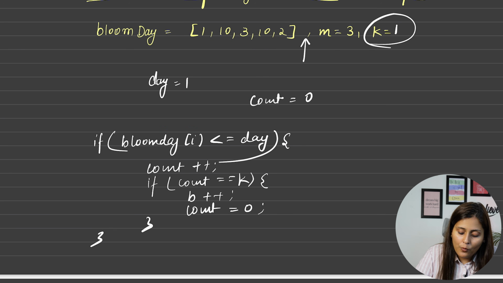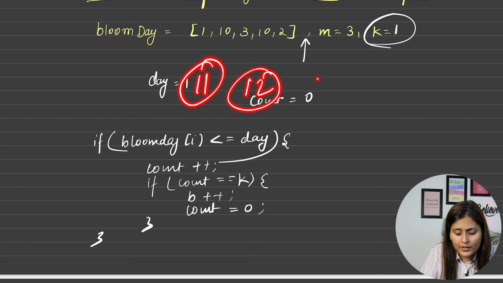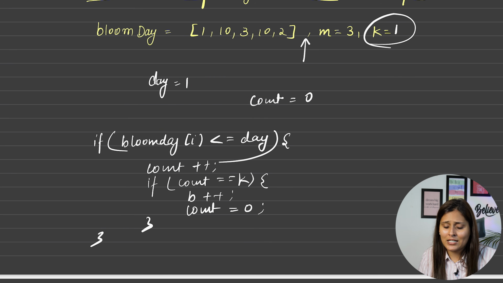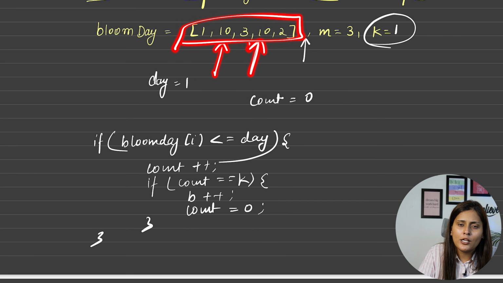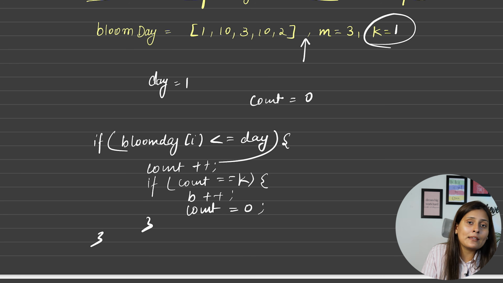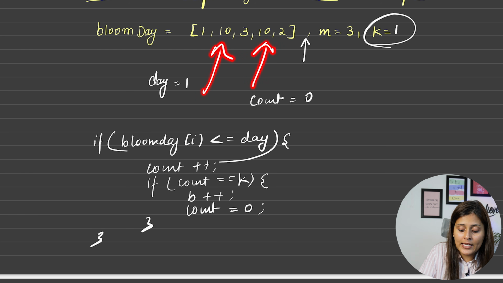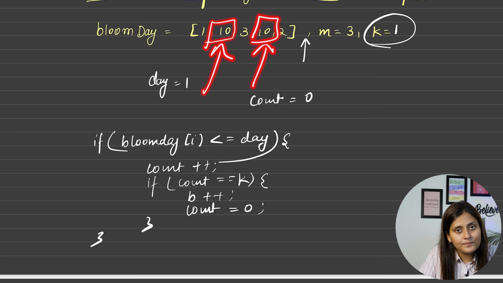Now, what is the maximum value here? 10. So do you think on the 11th day you should go and try? Because the question is asking to return the minimum waiting day, correct? So do you think it will make sense to go on the 11th day, 12th day, 13th day? No, because all flowers on the 10th day itself would have bloomed. So why go beyond that? Why wait for a larger time? So the maximum waiting day I can say is nothing but 10.